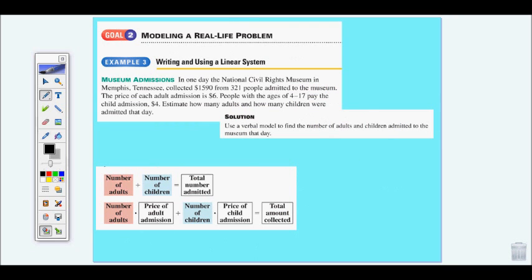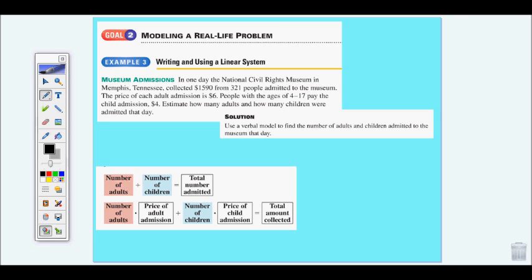So then our last example is going to be, of course, using some real life. So we have some museum admissions, and it's the National Civil Rights Museum in Memphis, Tennessee. It says they collected $1,590 from 321 people admitted to the museum.